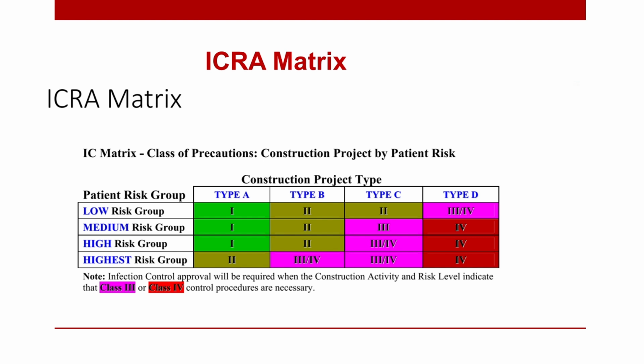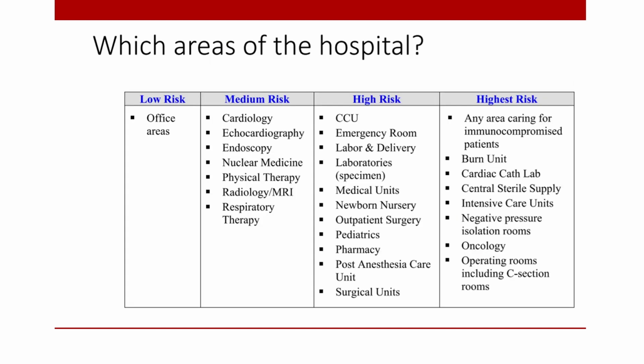You need to identify low risk groups: group type A, type B, type C, and type T. Then the medium risk group, because we have used many colors here: green, red. Okay, you need to identify based on this. Next is which area of the hospital. Actually, you have divided your areas into four particular areas. First is low risk, medium risk, high risk, and highest risk.